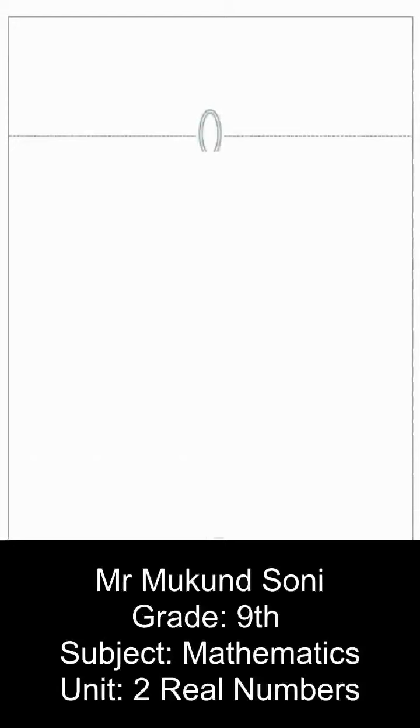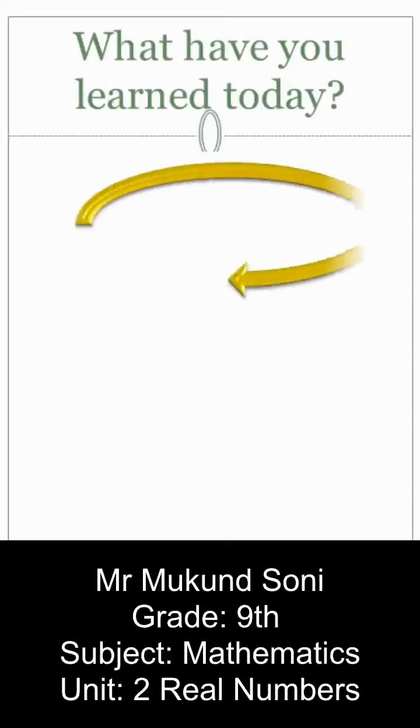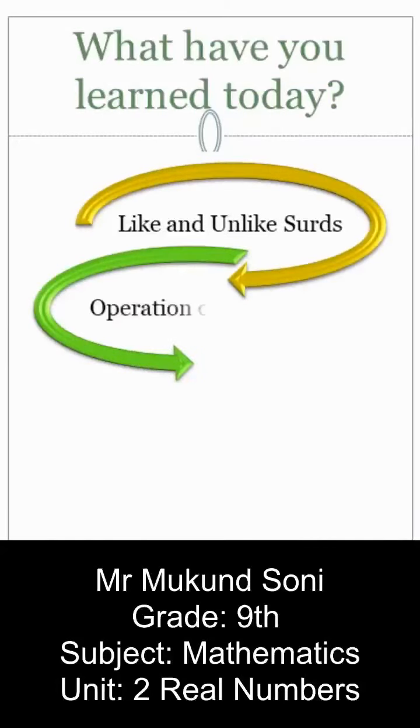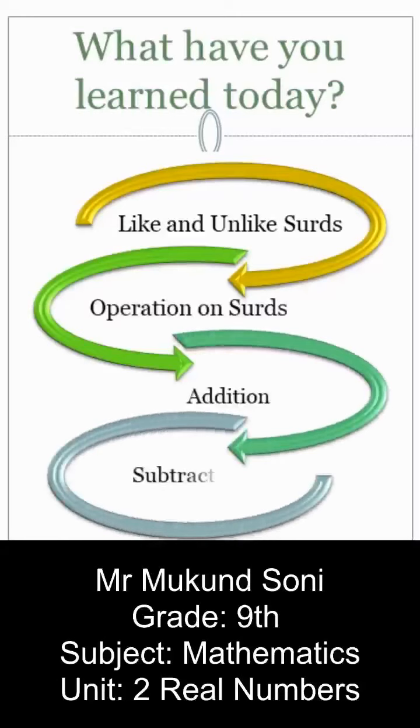So students, you have learned lots of things today. So let's revise. What have you learned today? Today you have learned how to find like and unlike surds, and by knowing the like and unlike surds, how to perform operations on surds such as addition and subtraction. I hope you have understood the content.